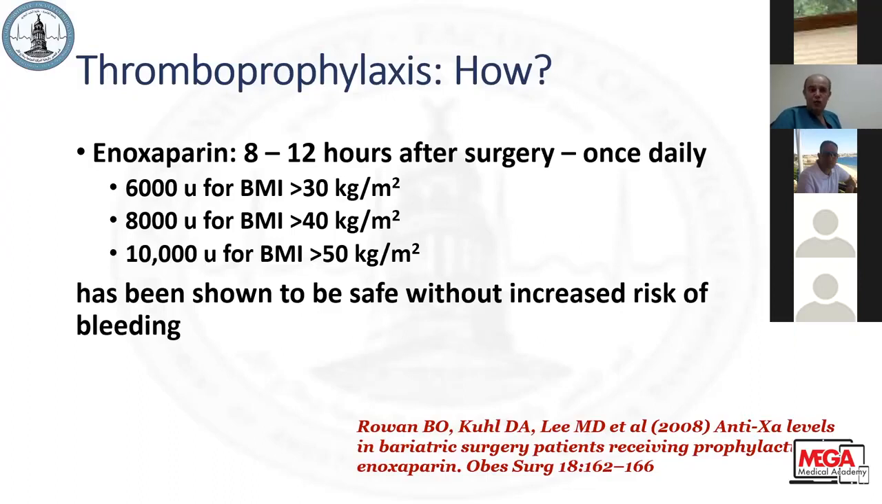The use is once daily, 6,000 units according to the body mass index, 6,000 units for a BMI of more than 30, for the patients who are more than 40, 8,000 units, and for body mass indices of more than 50, 10,000 units are sufficient. These doses have been shown to be safe without any increased risk of bleeding.